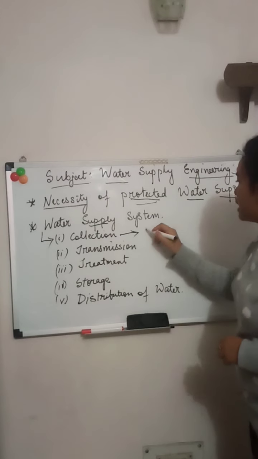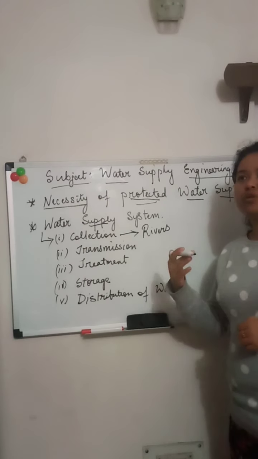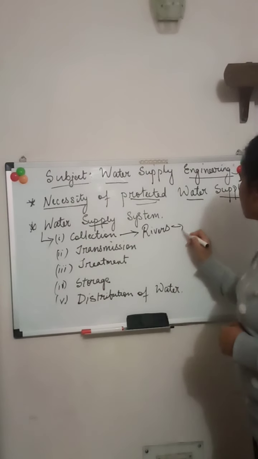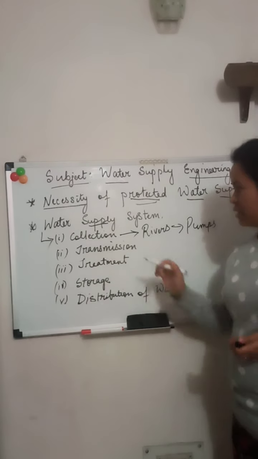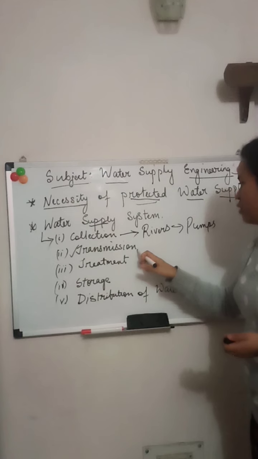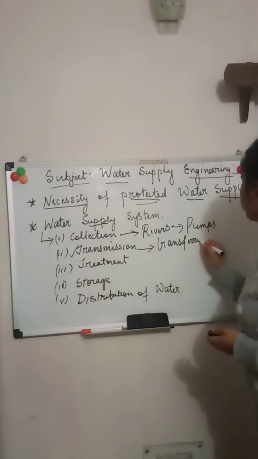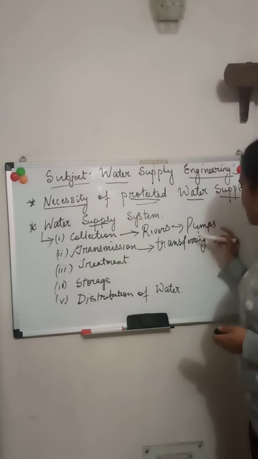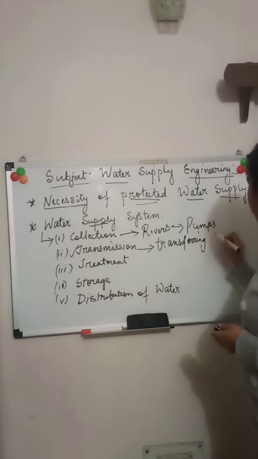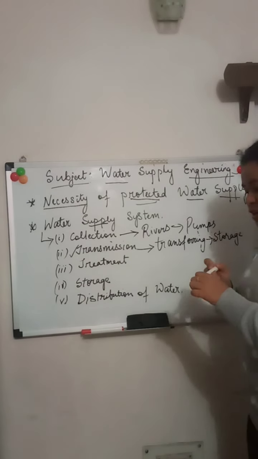Let's suppose that we collect the water from the rivers. How will you collect it? You have to take it by means of pumps. The next step is where will you transmit it. So the next step comes the transmission, that means transferring, in other words. The water first you collect, then you transmit or transfer it, let's say, to some storage. Then you store that water.